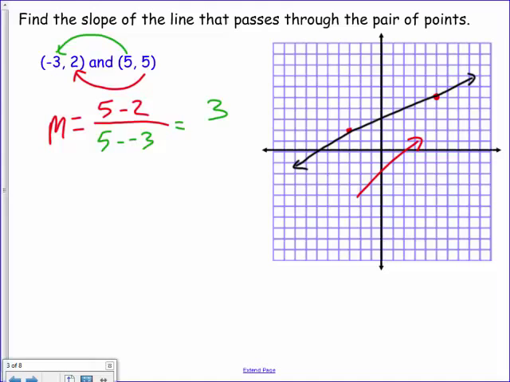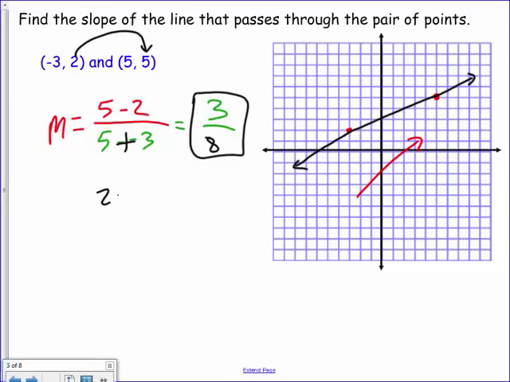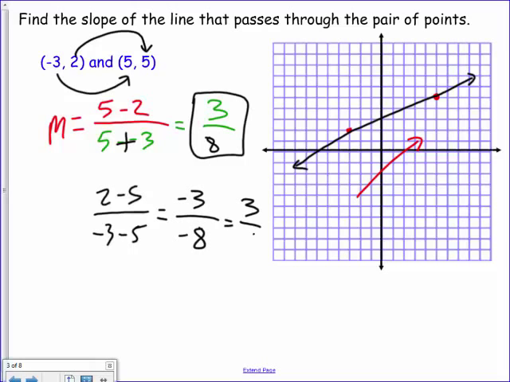And that would give me 3 over, well, subtracting a negative is really adding a positive, 8, a slope of 3/8. If I did it the opposite way, let's say I would have taken 2 minus 5 first. If I'd have done 2 minus 5 on top, then I would just have to go negative 3 minus 5. Let's see if I get the same thing. I'd get negative 3 over negative 8, which is positive 3/8. So it works both ways, right?